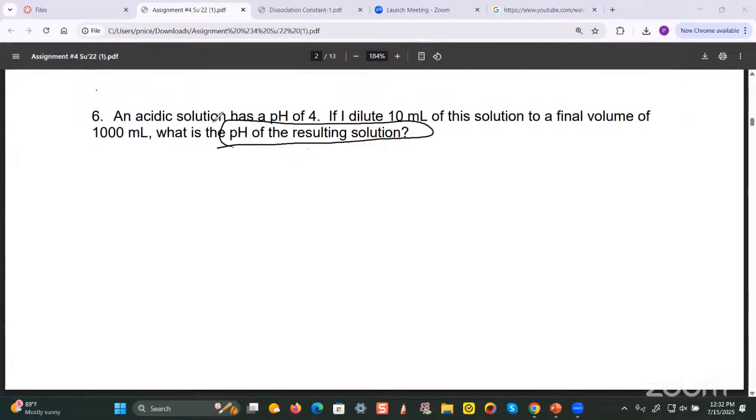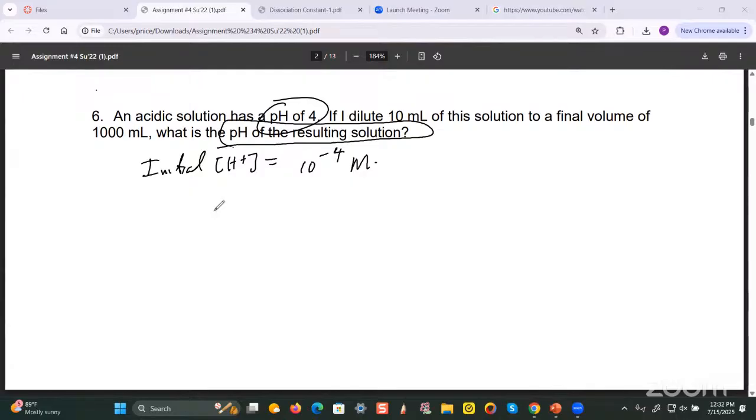Yes, sir. You find the molarity of H plus. Very good. You're going to find the initial molarity of the H plus. How would you do that? Let me write this down: initial concentration of H plus. H plus equals 10 to the power of negative pH. The pH is 4, so that would be 10 to the minus 4. So this would be the initial molarity of the H plus. Very good, very important first step.